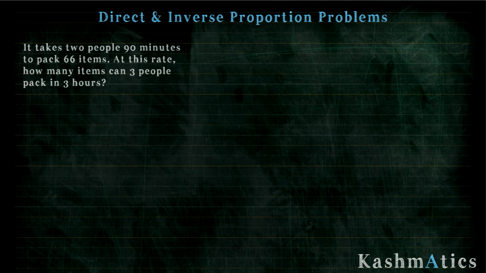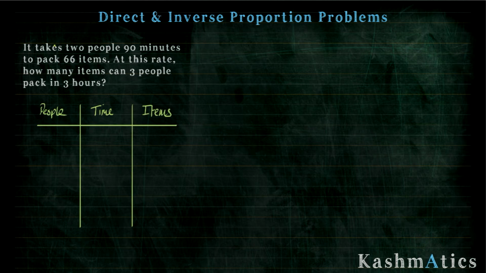So what makes this question trickier is that I'm keeping track of 3 different things: the number of people, the time, and the number of items they pack. So let's get our table up and fill in what we've got. So we've got 2 people and they take 90 minutes to pack 66 items. And let's just look at the question again. I'm aiming for 3 hours and 3 people. So I want this column to say 3 and this column to say 180 because 3 hours is 180 minutes.